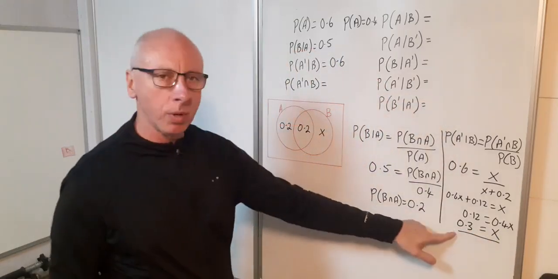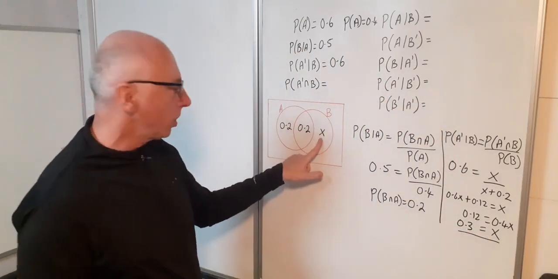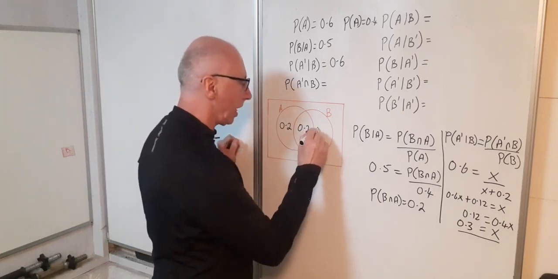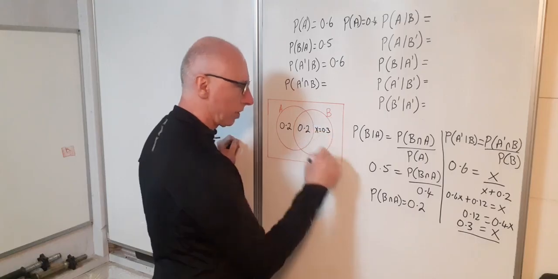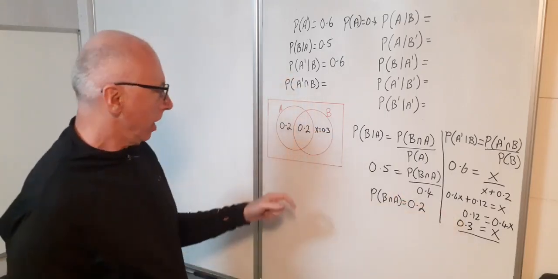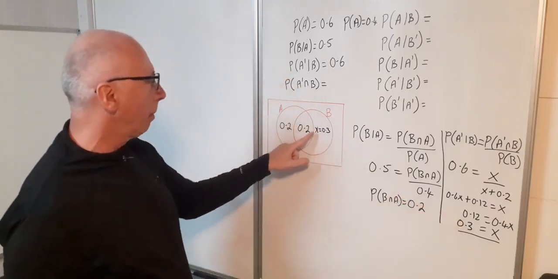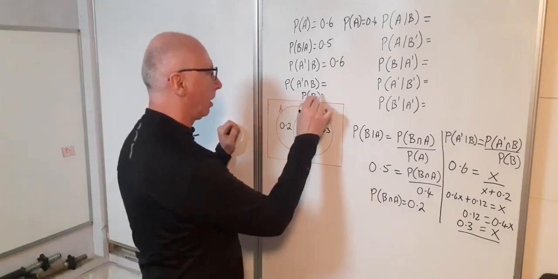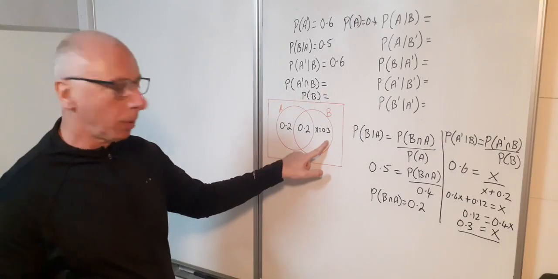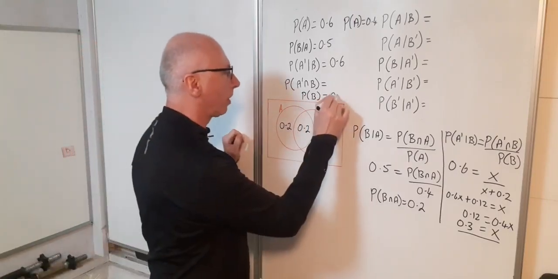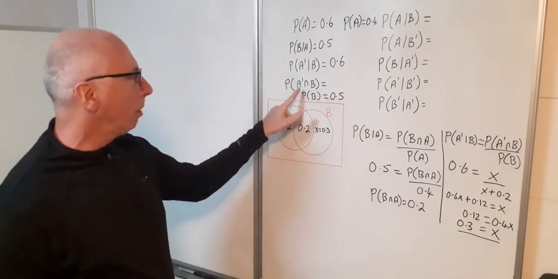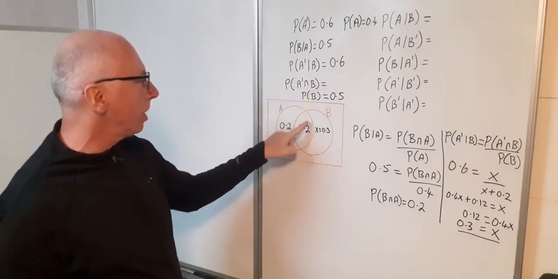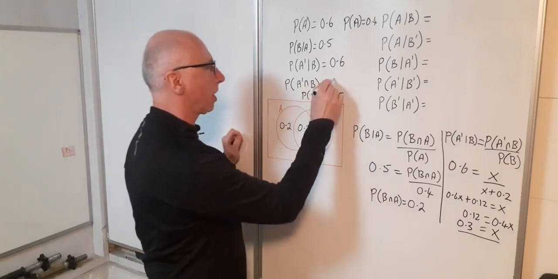So if x is 0.3, I can now finish off this table. Actually, I'm going to leave it as x equals 0.3 because that's what we just calculated here. And then we can know the probability of B. So the probability of B is going to be 0.2 plus 0.3, so that's 0.5. And the probability of not A intersection B is just this bit here, so that's going to be 0.3.